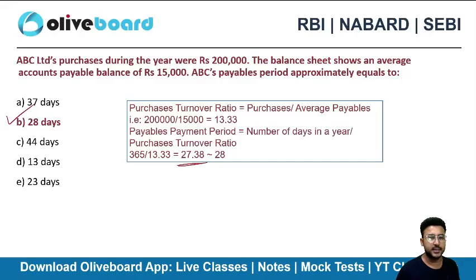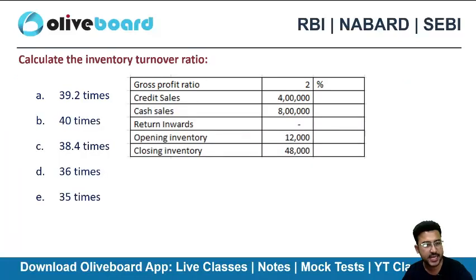Now for those who think, sir, you need to take only the credit purchases while calculating the payable turnover ratio, however you have taken the total purchases here. I don't have any option because they haven't given me a bifurcation of how much is my cash purchase and how much is my credit purchase. So I need to assume here that whatever purchases they have given me is nothing but the credit purchase. Any queries, guys, in this? It's a simple one. We have practiced in the normal sessions as well.